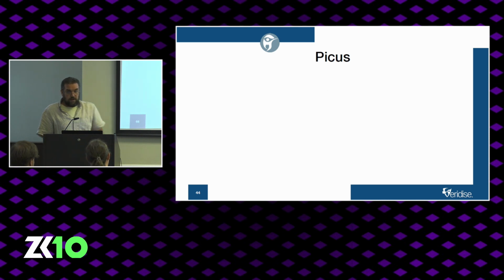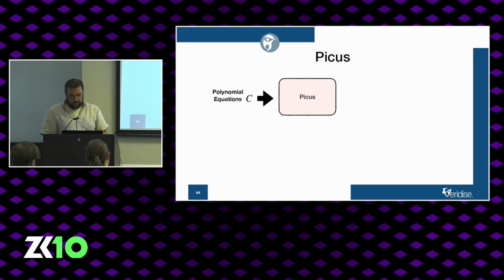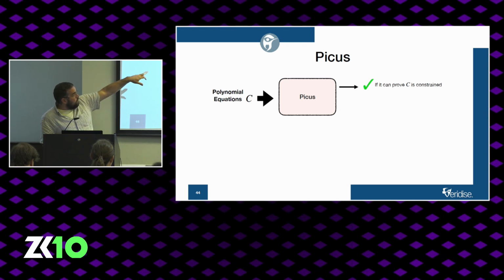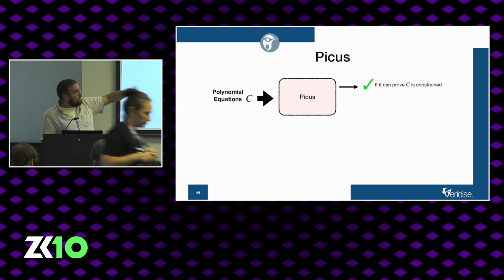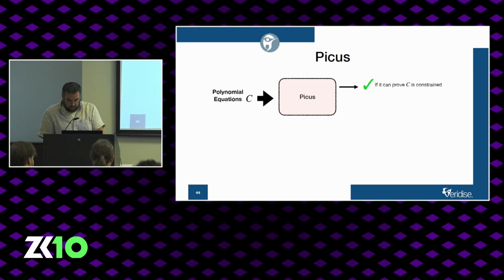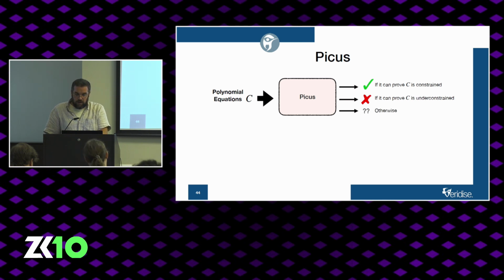At Veridise, we have developed a tool called Picus, which tries to combine the nice things of those two worlds. I'll just go very quickly over it. It takes in these polynomial equations and tries to determine whether the output is uniquely determined. If the output is unique, you get a positive result saying yes, the circuit is properly constrained. Sometimes you can prove that it is not properly constrained, and there are cases where you cannot get a response, because it times out.